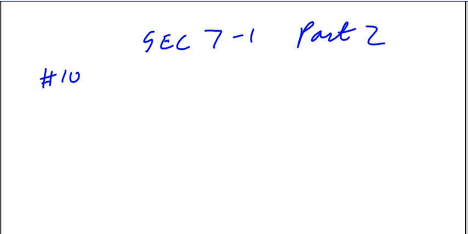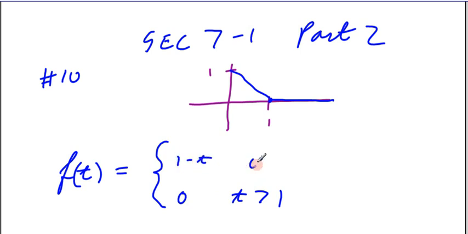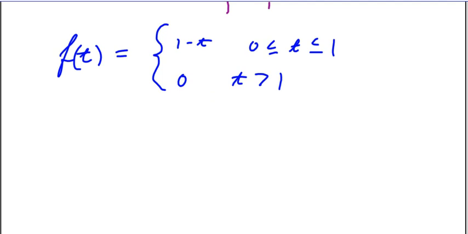And what do we have? We have a function that goes up to 1 and over here to 1 and goes like that and is 0 all the way that way. So f of t is going to equal 0 for t greater than 1, and it's going to be 1 minus t when I'm between 0 and 1. So that's my function, and now I want the Laplace transform of it.